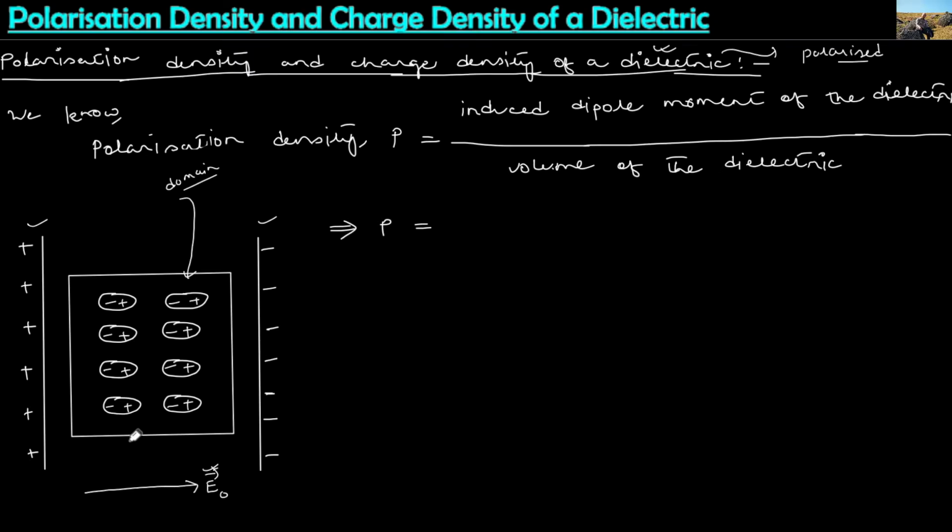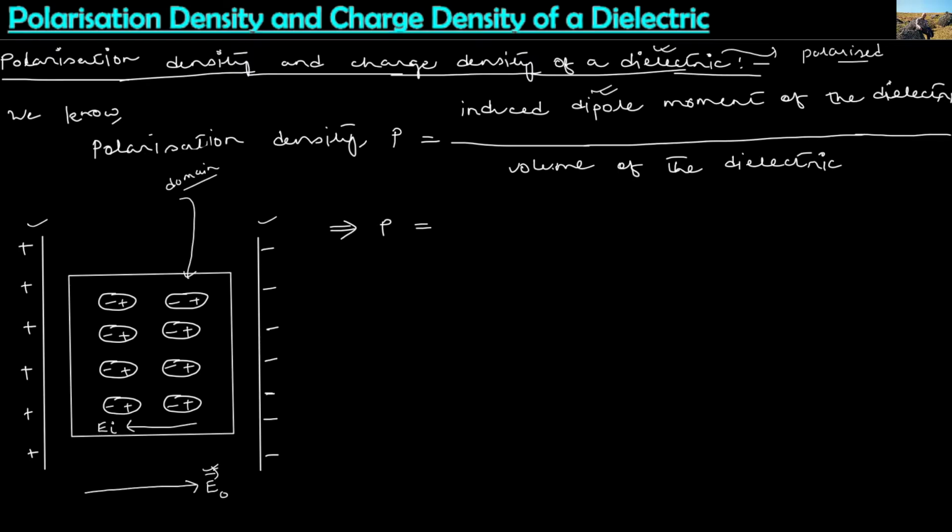Correspondingly, there will be an induced dipole moment. The direction of the induced dipole moment will be along the direction of the domains, which means that if I take these as the domains, the direction of the electric field vector of the induced dipole moment will always be from positive to negative in this direction. So this will be our corresponding EI, which is due to our induced dipole moment.